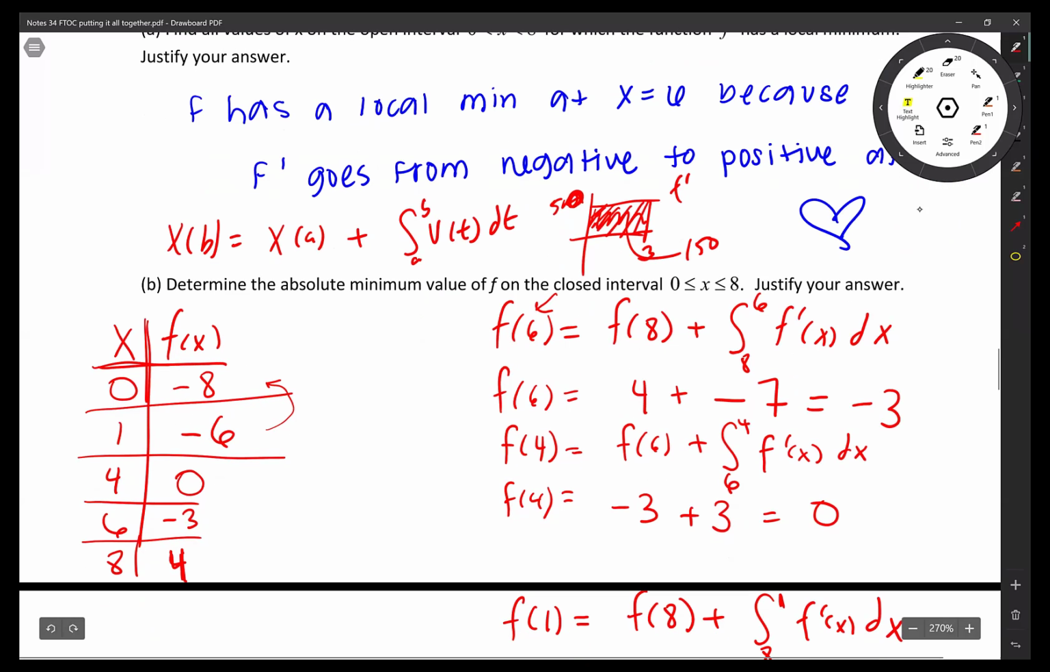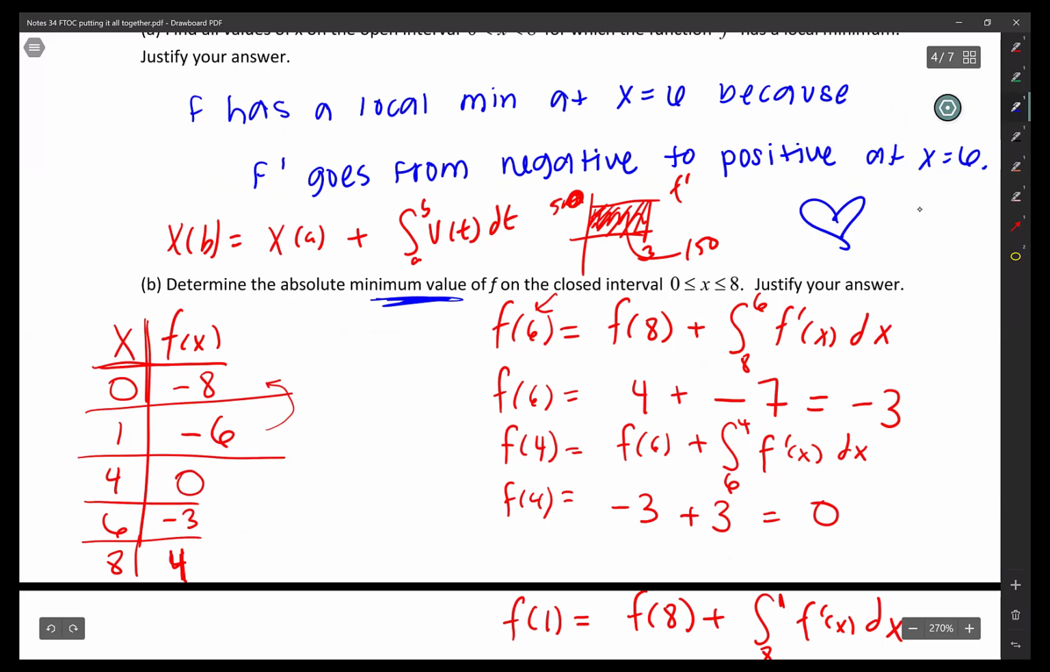Now looking at all that data, that table, what is my absolute minimum value of f? Notice they say the word value. Remember in math, the minimum value is the one that's furthest left on the number line. So it works a little different than physics. What's the smallest value there, guys? The negative 8. The negative 8, guys.